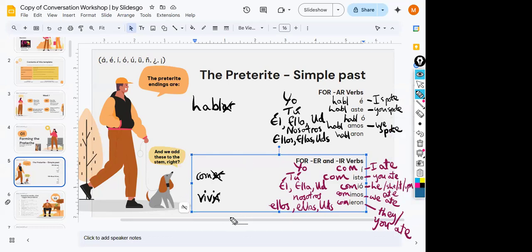All right, and for the IR verb, it would be viví, I lived, viviste, you lived, vivió. He, she, it, you formal lived, right? Vivimos, we lived, vivieron. They or you plural lived, right? Okay, I'm gonna pause for a minute.